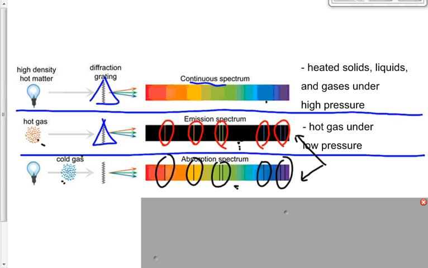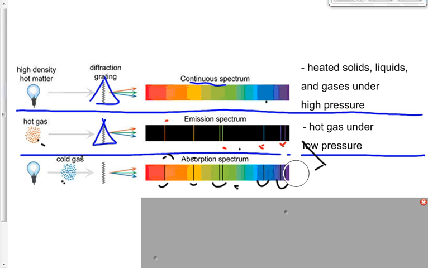Take a look at the pictures here. What do you notice about those two spectra, besides the fact that one's absorption, one's emission? The lines are in the same spot. So what does that tell you about whatever element this is compared to this element? It's the same element. One of the big applications of this is identifying unknown materials. We can identify unknown gases by simply looking at the spectrum.